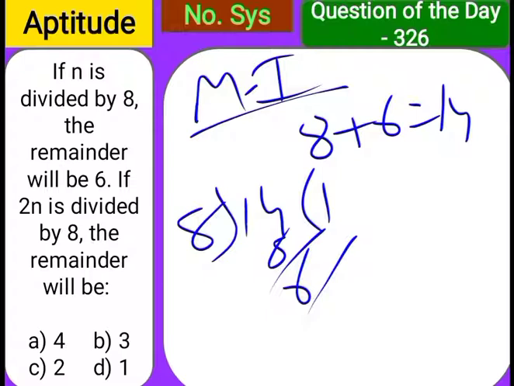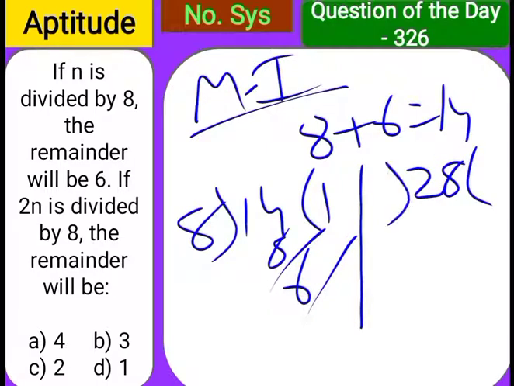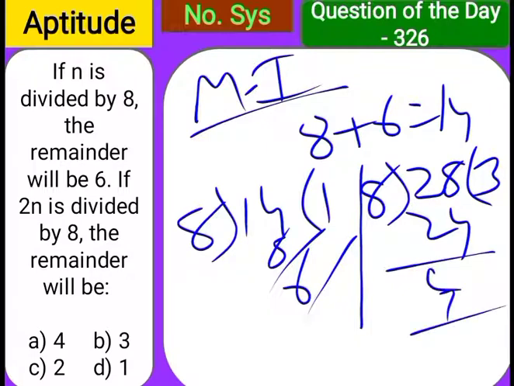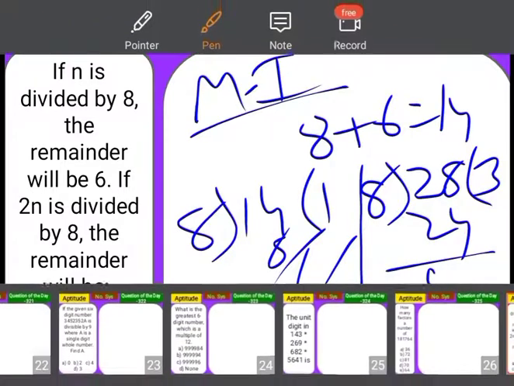Then if 2n is divided by 8, I assume n is equal to 14. Now 2n becomes 28. I have to divide 28 by 8. 8 threes are 24, the remainder is 4. This is one method. Your answer is 4.